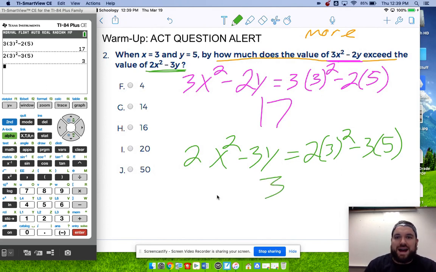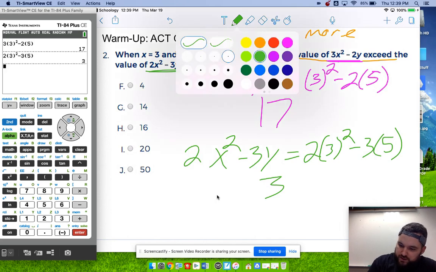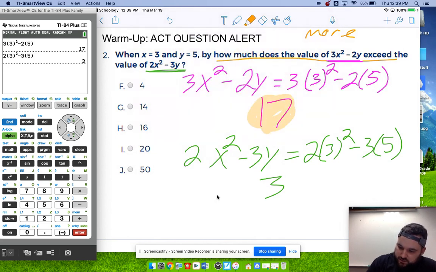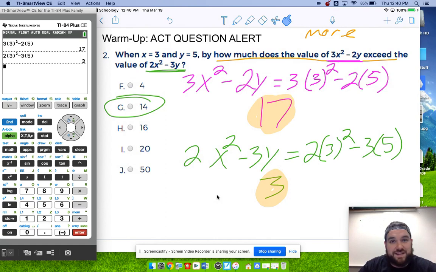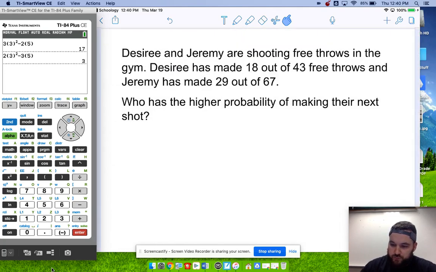And the question is, by how much does the value of this exceed the value of that? So how much more is 17 than 3? They are 14 more. So you know 17 and 3, neither of those numbers are on the answer options, which is a common thing that an ACT question will do and make you think, oh, am I doing something wrong? Nope, you're good. Just keep going and trust that you know what you're doing.